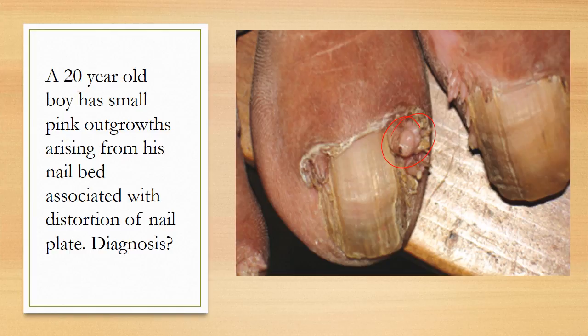These are small pink sausage-shaped growths arising from under the nail folds, and they point you towards the diagnosis of tuberous sclerosis. The typical mnemonic being EPILOIA, which includes epilepsy, low intelligence, and adenoma sebaceum. But here these are the Koenen's tumors, which also point towards tuberous sclerosis.